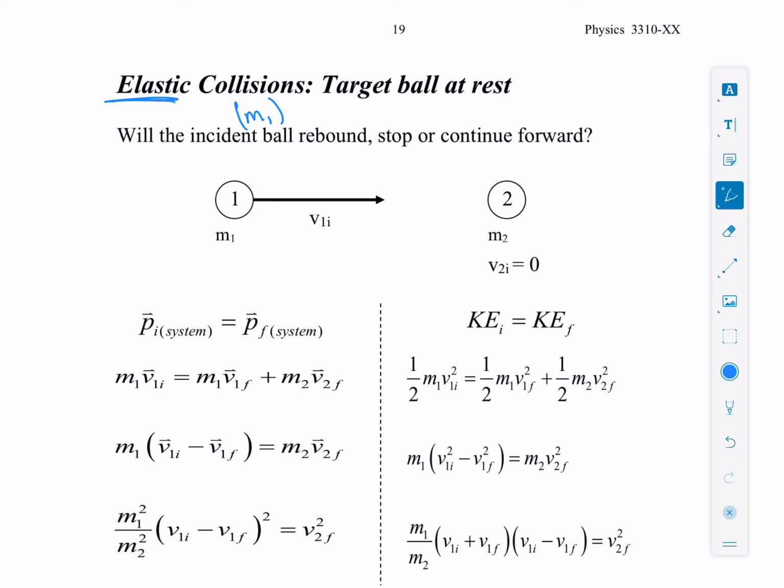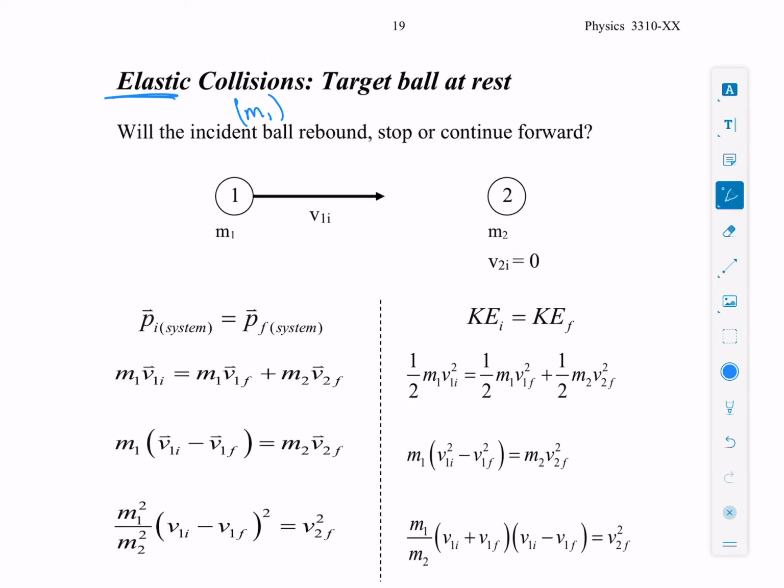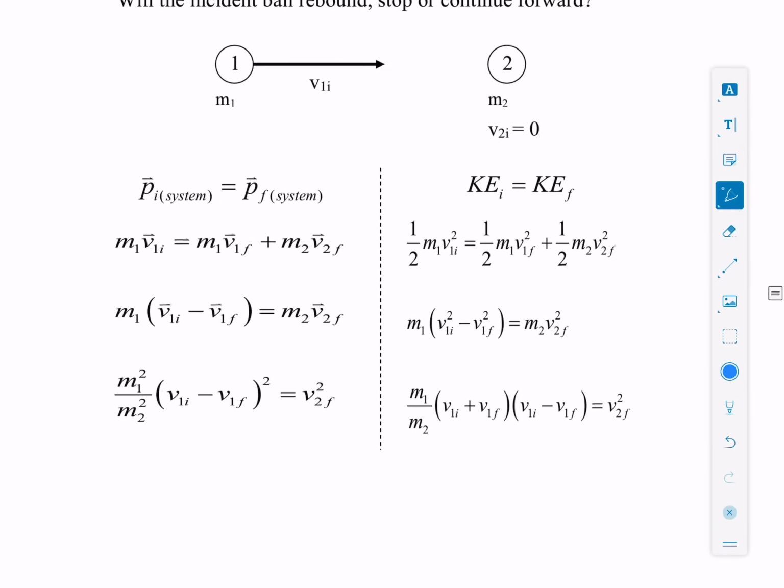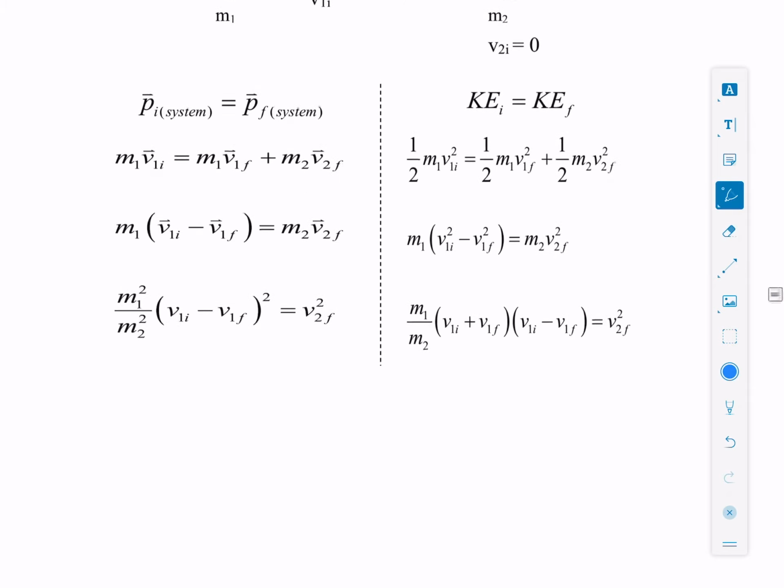So in order to prove this, what we're going to do is we're going to set the initial momentum equal to the final momentum on the left, and the initial kinetic energy equal to the final kinetic energy on the right. We're going to expand that out, and I'm going to solve both sides for V2F squared. When you do that, you get this whole thing equals that whole thing.